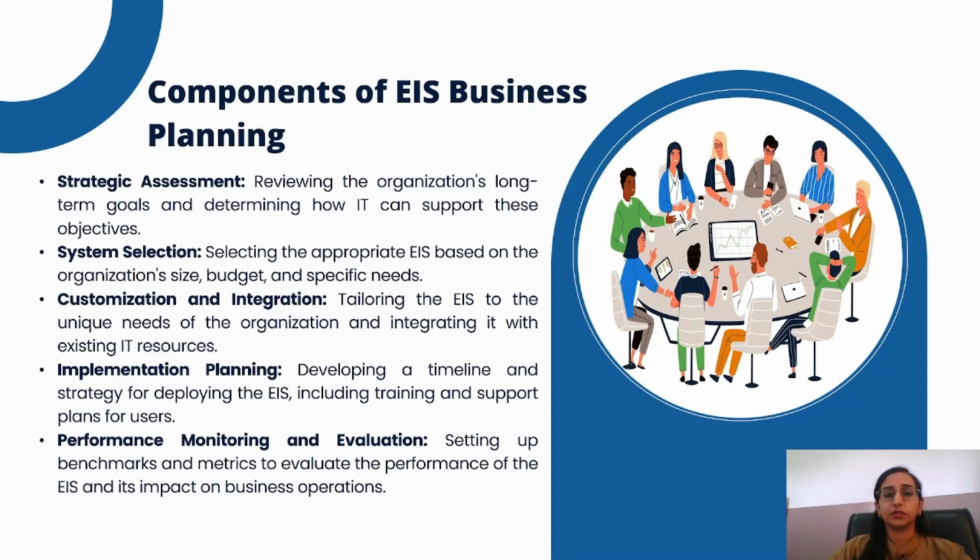Next element is resource allocation. Identify all resources required for the project, including HR, technology, and financial investments. Assign roles and responsibilities to team members, ensuring that each task is covered by a suitable individual or group. Plan for training and support needs to help staff adapt to the new systems.